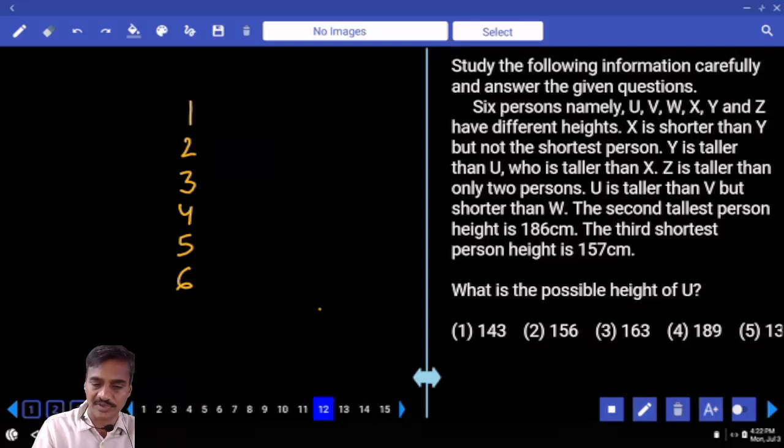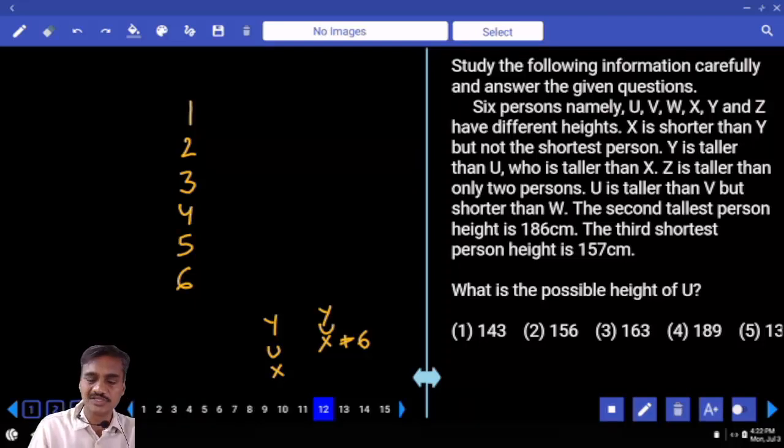X is shorter than Y, but not the shortest person, and X cannot get the 6th place. Y is taller than U, and U is taller than X. That means in between Y and X there must be U. Z is taller than only 2 people. U is taller than V but shorter than W.